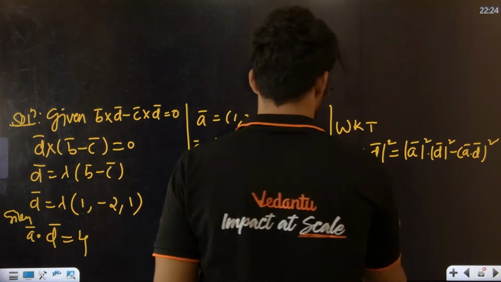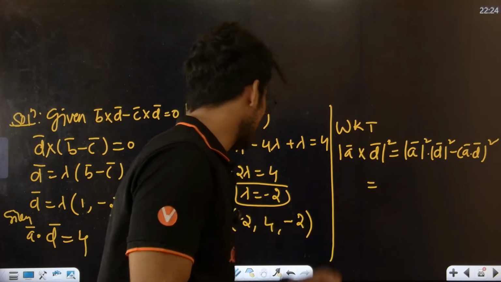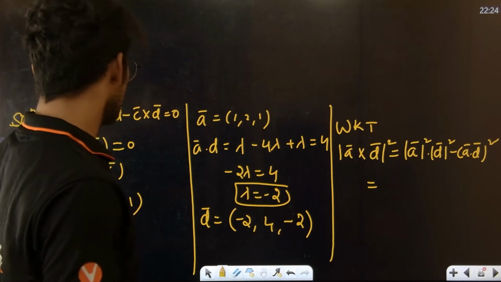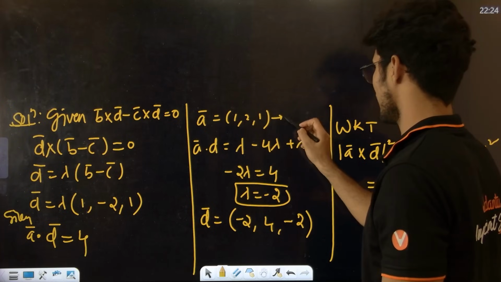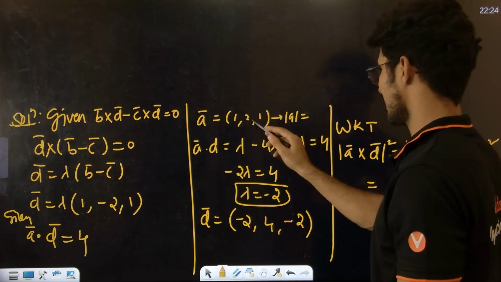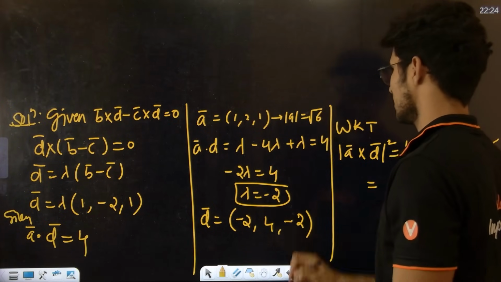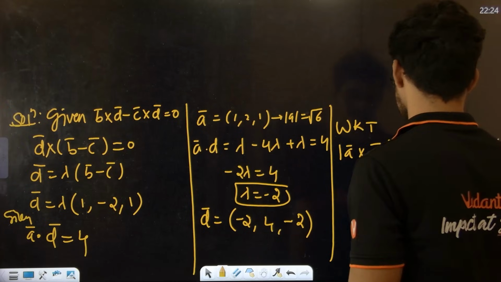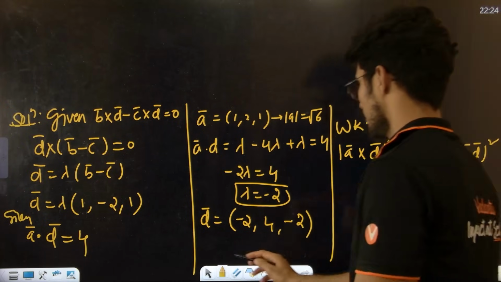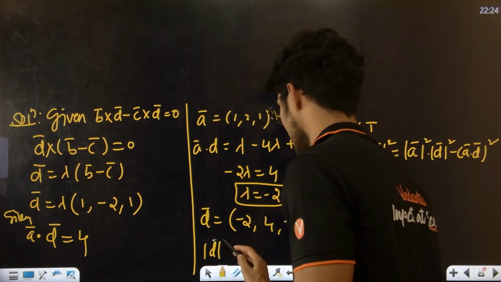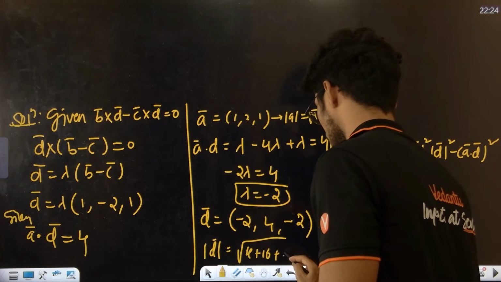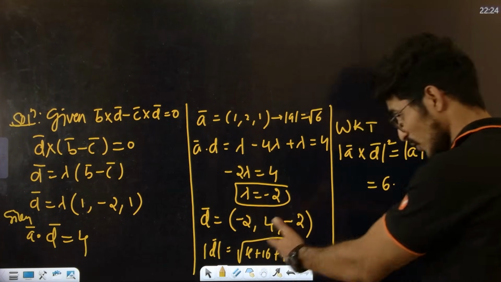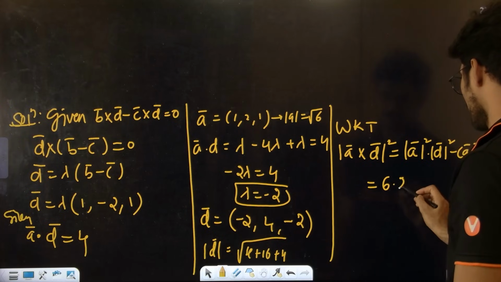Now what is magnitude of A square? A is the vector, and magnitude of A is root 6, so this is going to be 6. Magnitude of D vector is going to be 4 plus 16 plus 4, root 24, so which is 24 here.